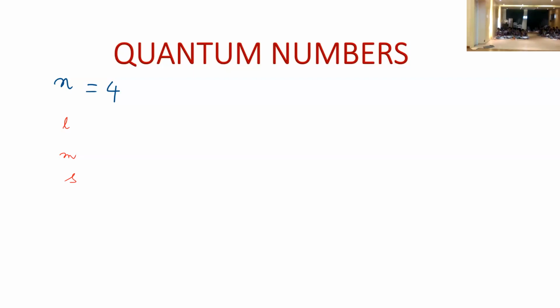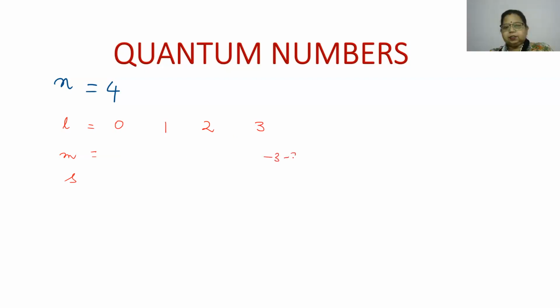Ma'am, for n is equal to 4, L will be 0, 1, 2, and 3. Okay. M will be -3, -2, -1, 0, 1, 2, 3. You said -3, -2, -1, 0, 1, 2, and 3. Okay. Yes. Then spin quantum number: +1/2, -1/2.